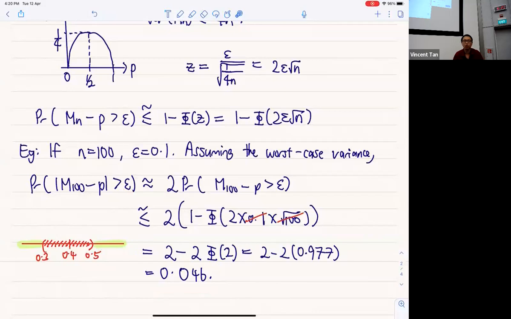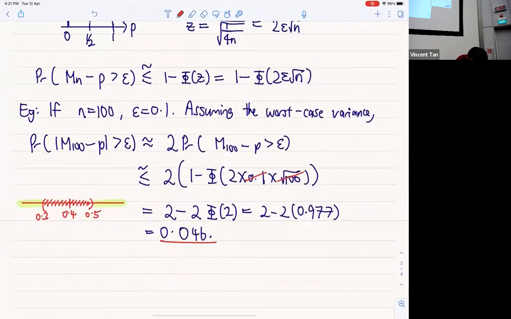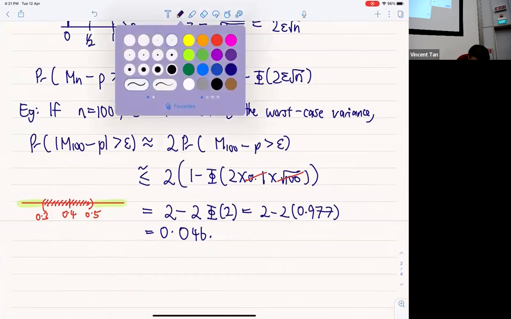If you increase the number of people who go into your voting booth, clearly this one will go down, because this number here will get increased. That means phi will become, say, 3. If you go to the table, phi of 3 is a bigger number than 0.9772. It's 0.9987. So if you plug this bigger number inside here, then this will definitely go down. So your sample population is more typical. You are picking more people from the population, and so they'll be more like the real population. And so the proportion will be closer to the actual proportion of people who love Donald Trump.